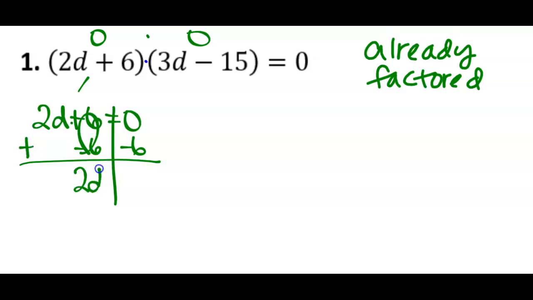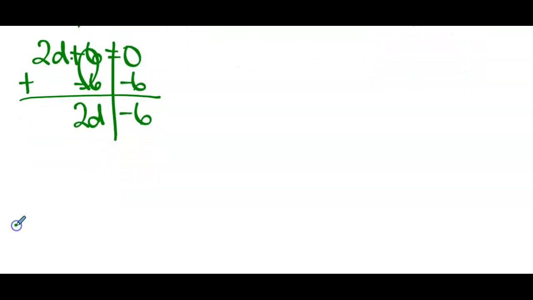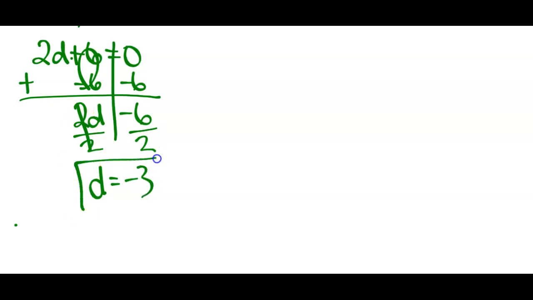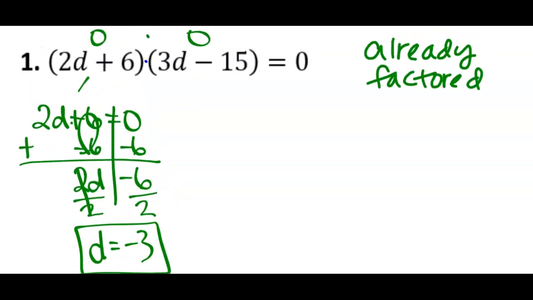I end up with 2D and a negative 6 here. Fantastic. Now I've got to get the D by itself. Well, what's going on? Multiplication. So I have to divide. This will cancel. And D is equal to negative 3. That is one of my solutions. So if I would put negative 3 into my D here and into my D here, this would be true. Okay?